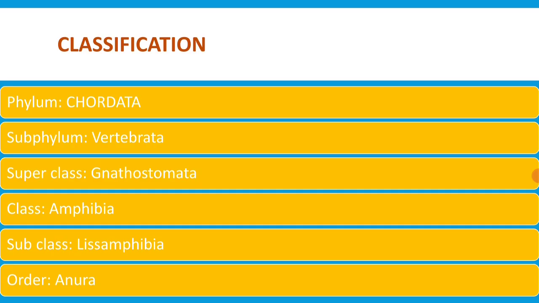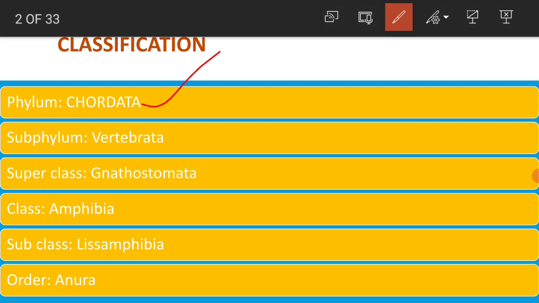Frog belongs to the phylum Chordata, subphylum Vertebrata, superclass Gnathostomata and class Amphibia. Amphibia includes those animals which lead dual life, which lead amphibious life. Exactly this aspect has made the development of frog a complicated process. Because the tadpole larva is aquatic in nature, it is strictly aquatic, whereas the adult frog is amphibious.